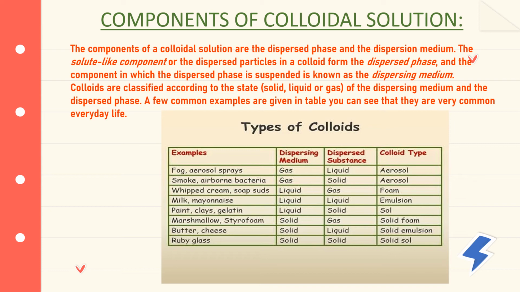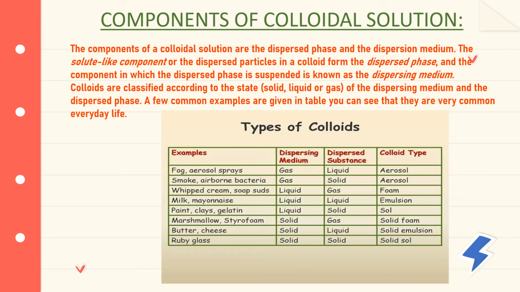Further, for the foam type of colloids, examples are rubber, sponge, pumice stone. Here the dispersed phase is gas and the dispersing medium is solid. Again, jelly, cheese, butter, all these things are a type of gel, in which liquid is dispersed in solid.